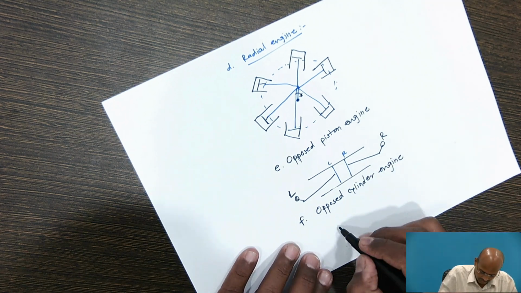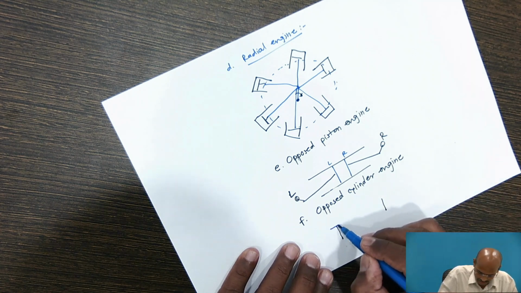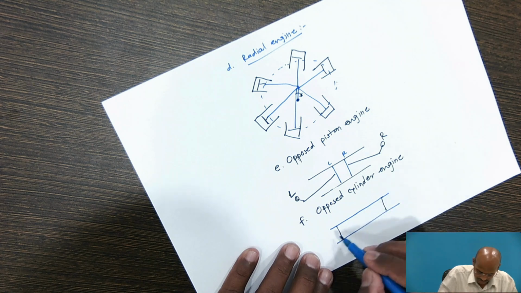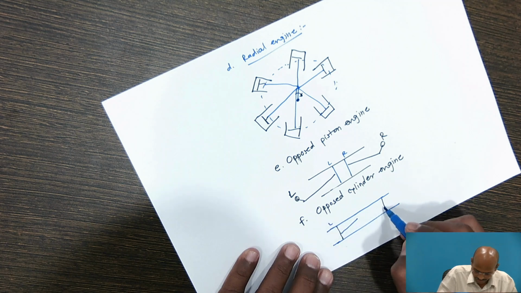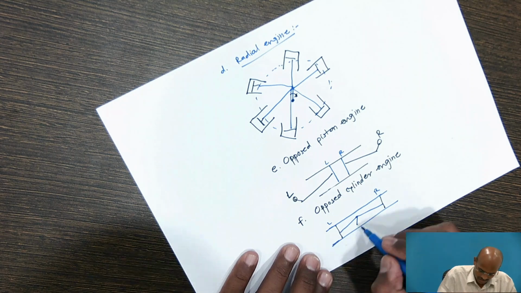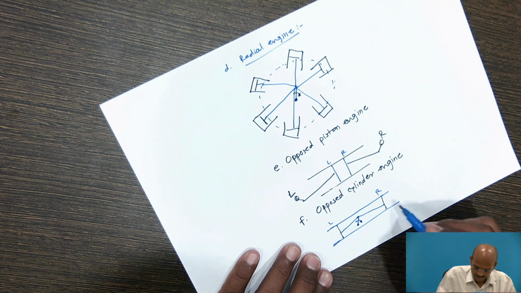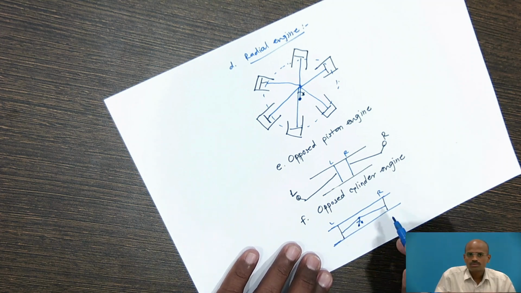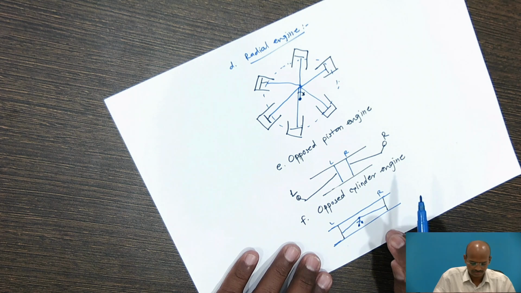Here this is the left hand piston, this is the right hand piston, and this is the cylinder, opposed cylinder. This is the connecting rod of the left hand side piston, this is the connecting rod of the right hand side piston, and this is the crank. It will rotate in the clockwise direction, and the pistons will reciprocate. So to get the maximum power from a single cylinder, you can go for the opposed cylinder type of engine. So these are all about the classification of engines.